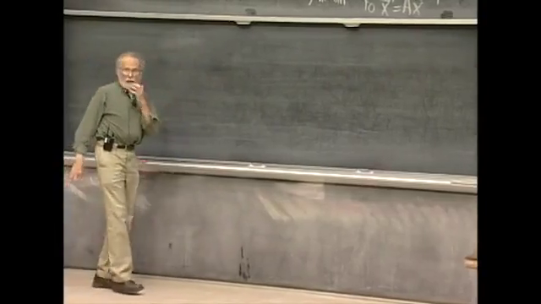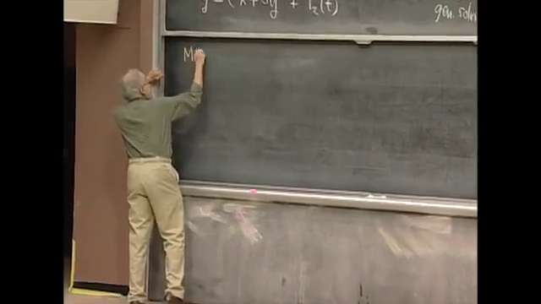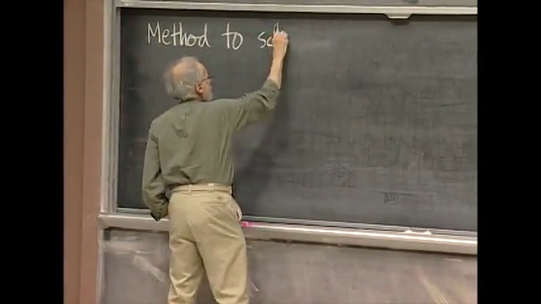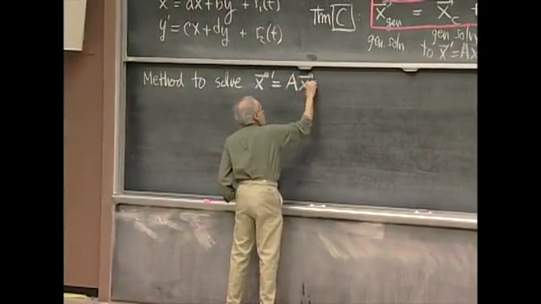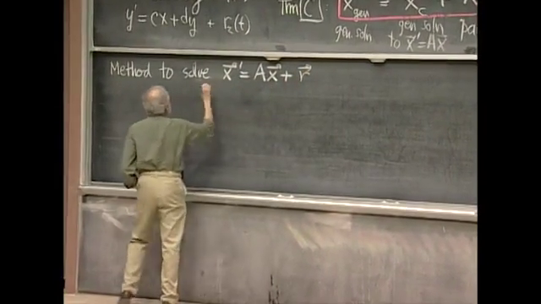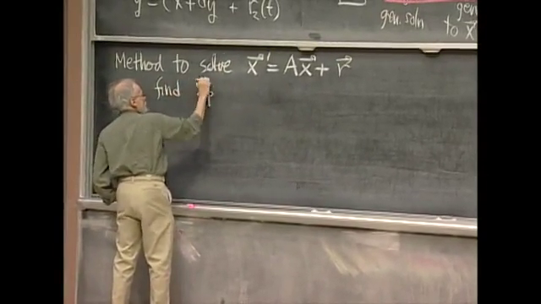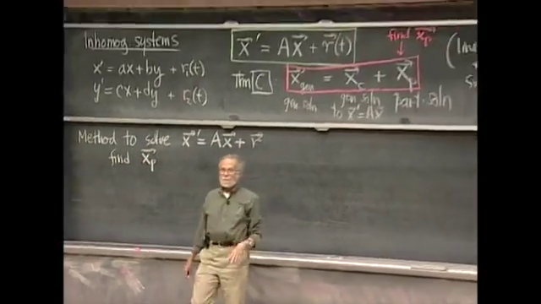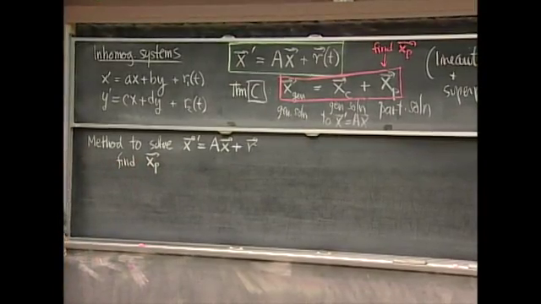First of all, you have to learn the name of the method. This method is called... so it's a method for solving x prime equals Ax. And it's a method for finding a particular solution. Of course, to actually solve it, then you have to add the complementary function. So we're looking for a particular solution to this system.